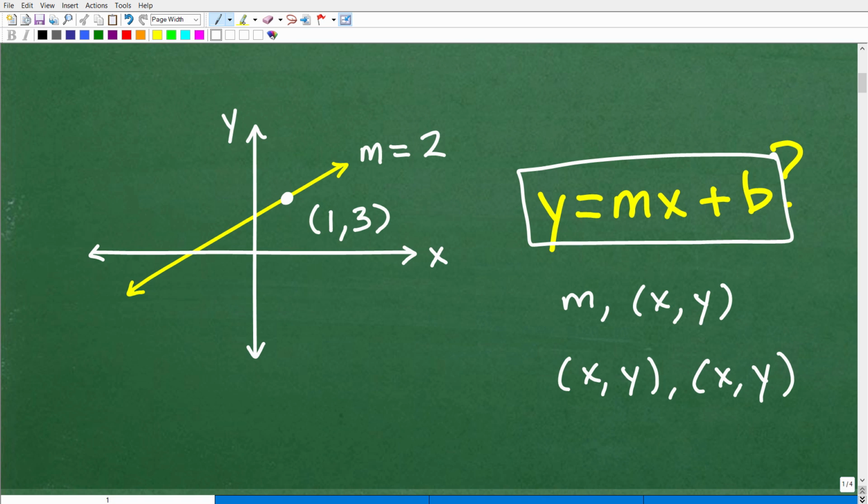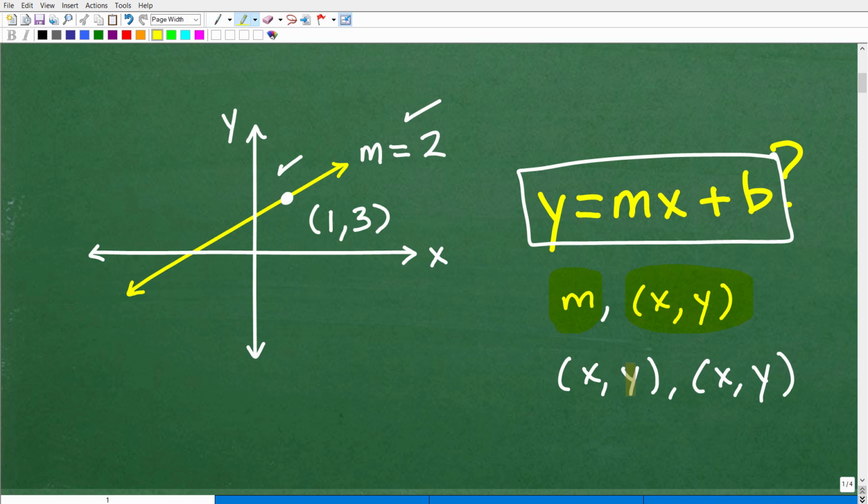Well, you need specifically two pieces of information, okay? You need the slope of that line and at least one point that is on that line, okay? So here I have a point that's on that line and I have the slope to that line. That's the minimum pieces of information you need to find the equation to a line.